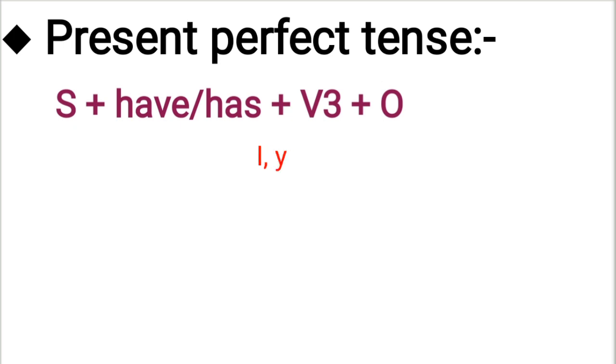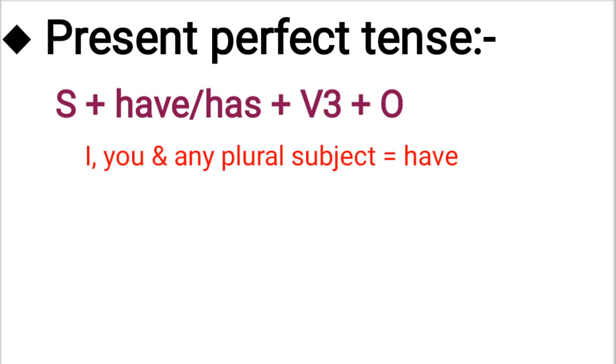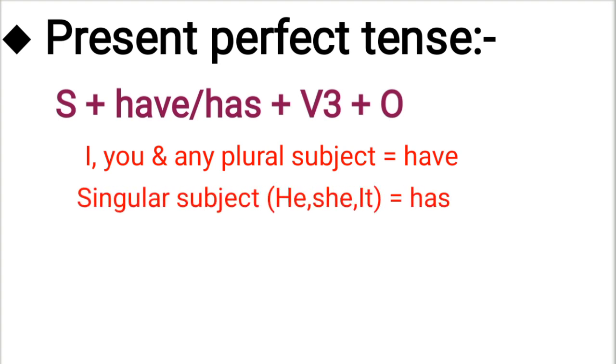Suppose if the subject is I, you or any plural subject, so you have to use have as a helping verb. But if the subject is singular like he, she, it or any name, so you have to simply use has helping verb with such subjects.